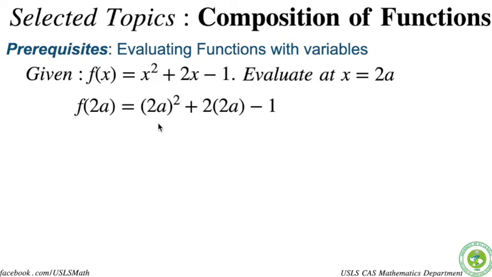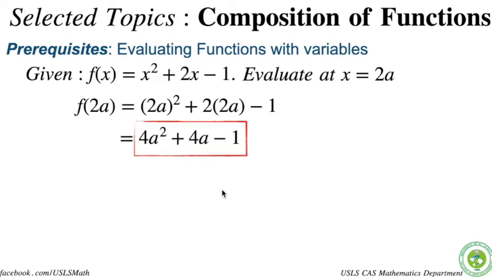2a squared is just 2a times 2a, which becomes 4a squared. 2 times 2a gives us 4a, minus 1. We copy the minus 1, we will not do anything with it. Then combine like terms: more, we cannot. These are not like terms, they don't have the same degree. And that's our answer for this example.